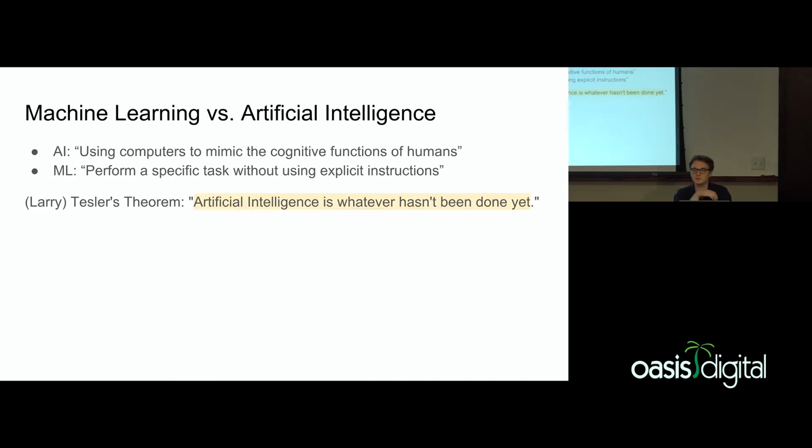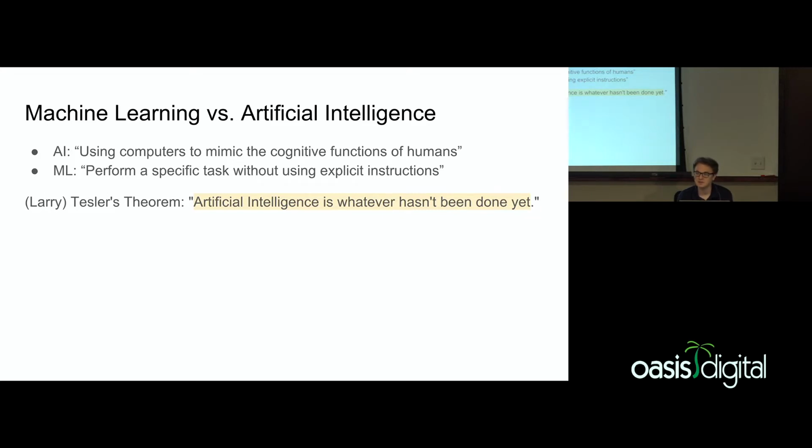So first of all, I wanted to address the question that everybody asks when they first start learning about machine learning. What is machine learning and how does it compare to artificial intelligence? There's people that are somewhat opinionated about there being a clear difference between these two. If you go to Wikipedia, these are the definitions that it gives. So artificial intelligence: using computers to mimic the cognitive functions of humans, and machine learning: perform a specific task without using explicit instructions. And to me, it's not very clear what exactly the difference is.